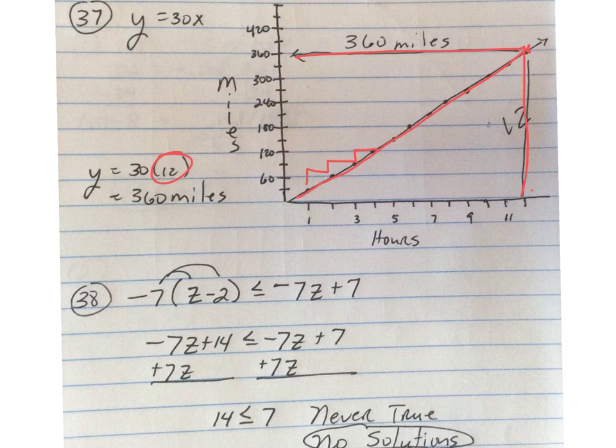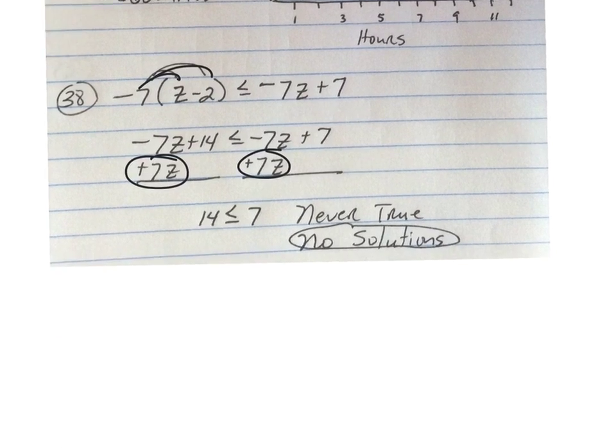On number 38, there's a couple of ways you could have done this. I'm going to show you one method. I distributed the -7. I got -7z plus 14 is less than or equal to -7z plus 7. I then added the 7z to both sides, and it's okay that these two canceled out, because what was left was 14 is less than or equal to 7, and that is not true. So since it's never true, it is therefore no solutions.